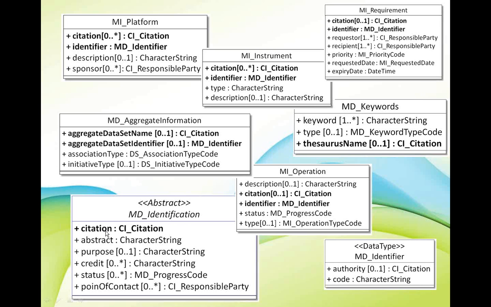Identification has a citation, which again is a CI citation. And then it has abstract, purpose, credit, status, point of contact, again, which is CI responsible party, so it links back out again. So a lot of these pieces are used over and over again. If you know how to build a citation, you know how to start building on those to build other objects here.